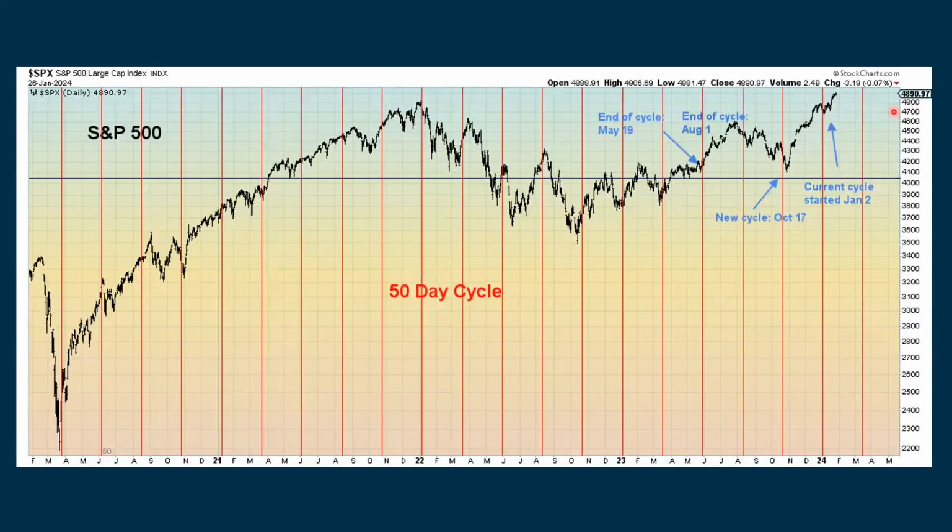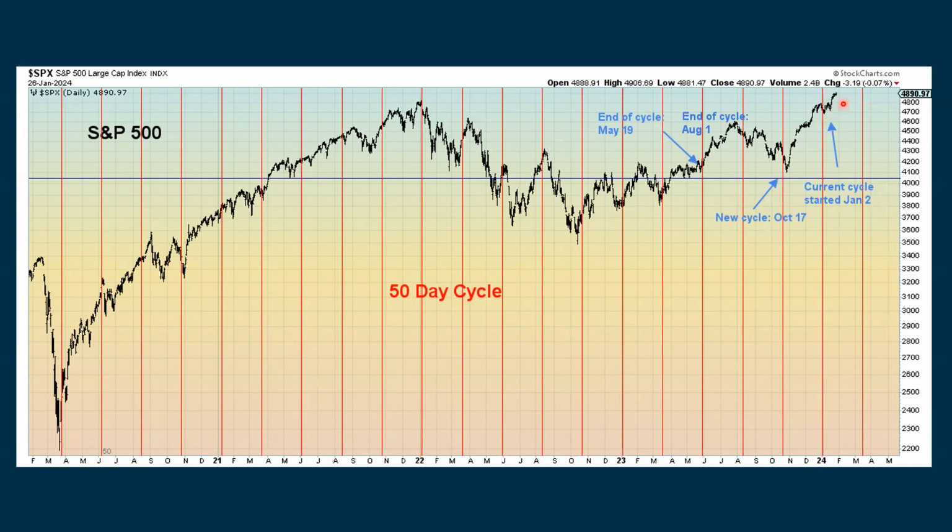Then we have a 50-day cycle. This seemed to work out pretty well in 2023. It's uncertain because there are different days of cycles that you can put in there, and you kind of have to do it by trial and error to figure out which one is working. We did start a new cycle on January 2nd, and it looked like we were going down, but now we've been starting to go back up.